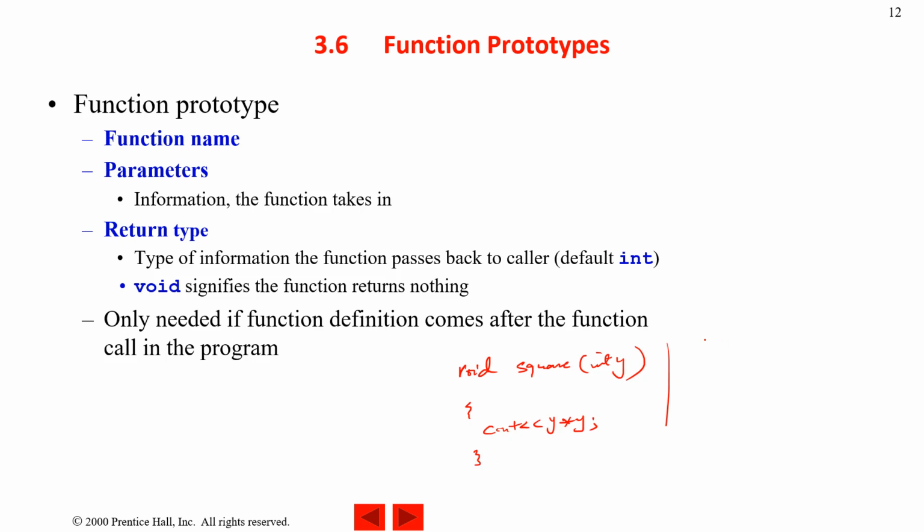And in the main, you can simply write int main and then square 100, return 0. Why return 0? Because this main does have a return type. So in this case, when you execute this, of course this will come over here, or you can have a prototype and then give the definition below the main, and the same thing.